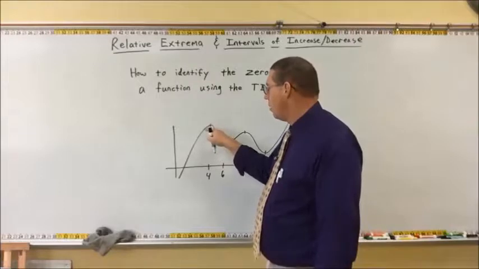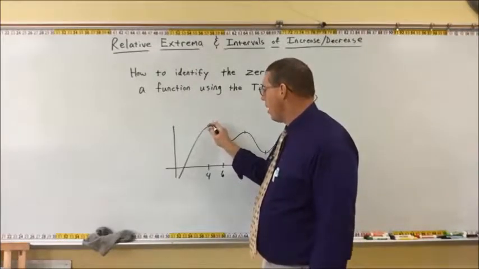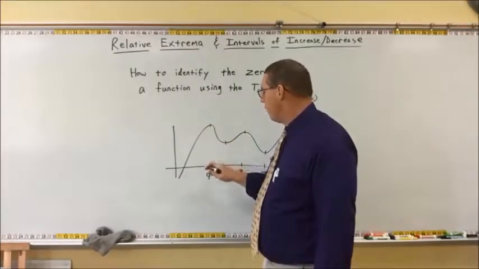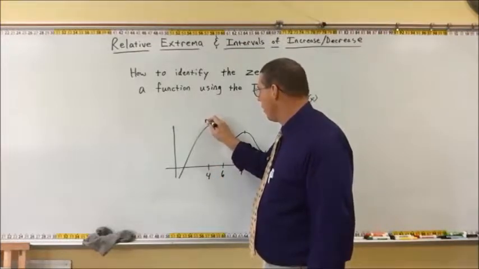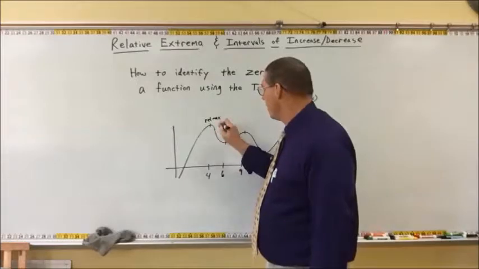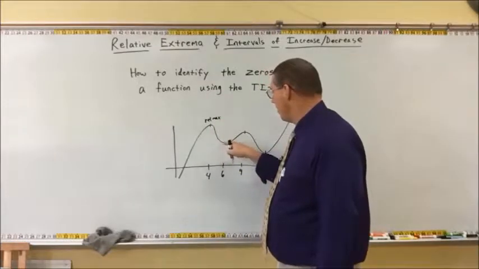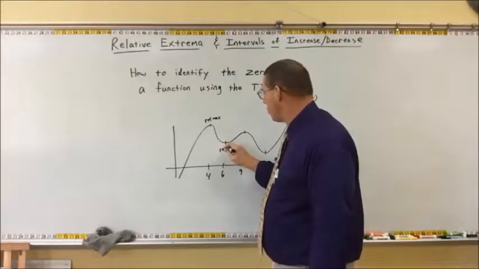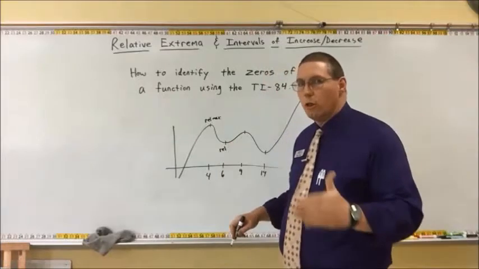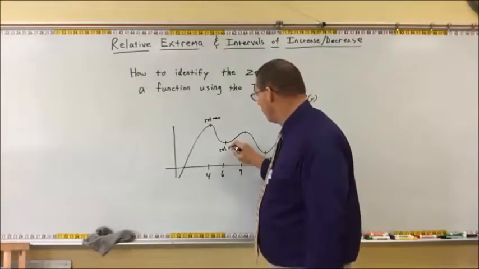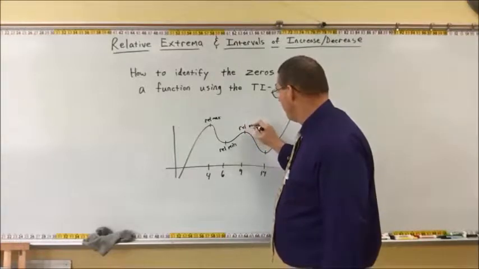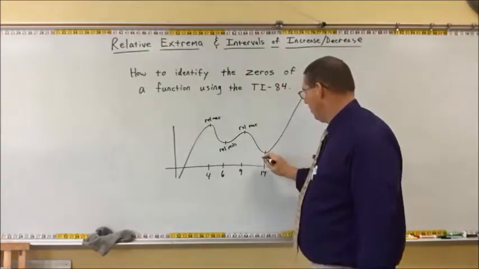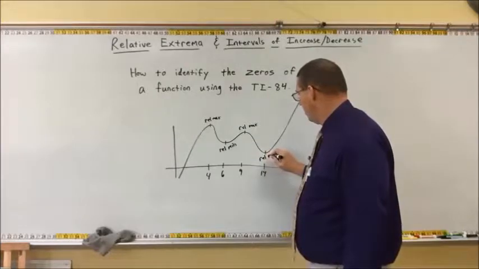See, it's a high point. A relative maximum is a high point on a graph. You could say there's a relative maximum at 4. This is a relative maximum. This is a relative minimum. It's a low point. It doesn't have to be the lowest point. It's a relative or local minimum. Relative minimum. This is a relative maximum. And this is a relative minimum.